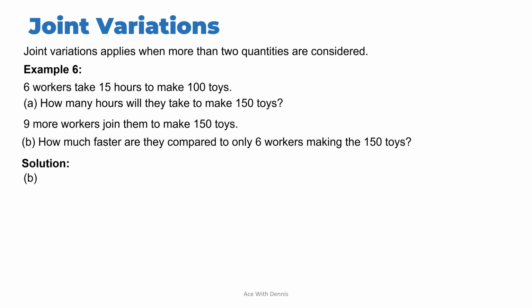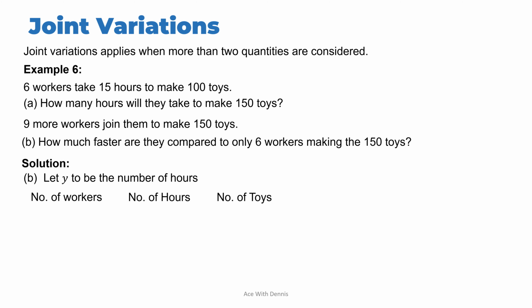Next, for B, let y be the number of hours, as this is the quantity we want to find. The next thing we need to do is form the ratio of the three quantities here: number of workers to number of hours to number of toys. Now we update the ratio here.